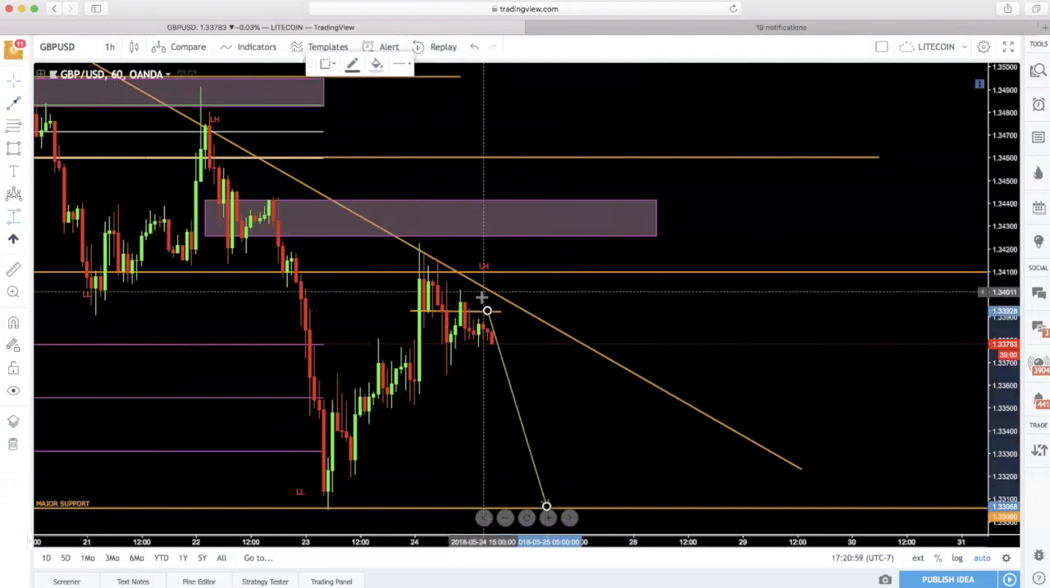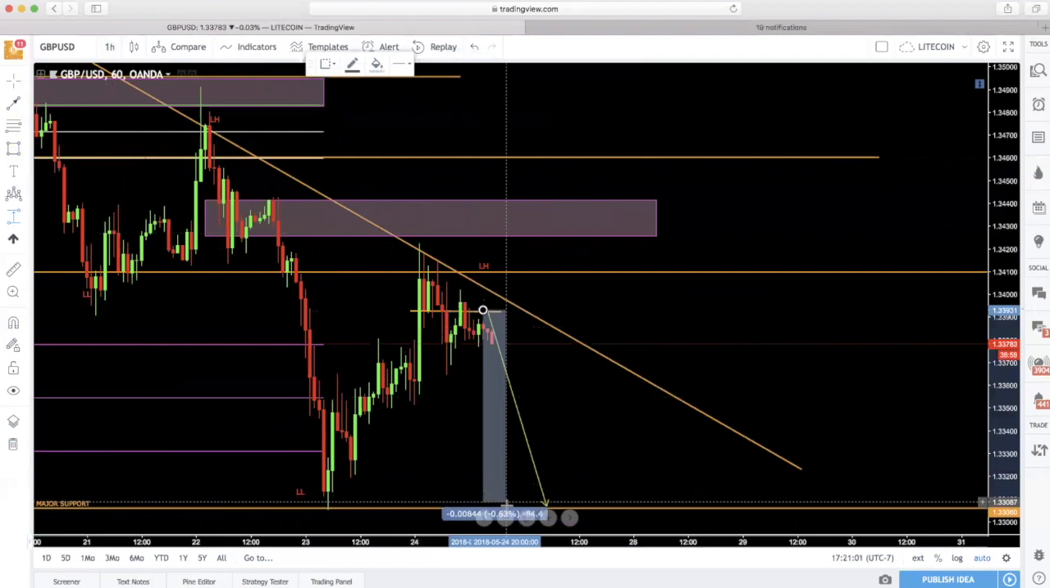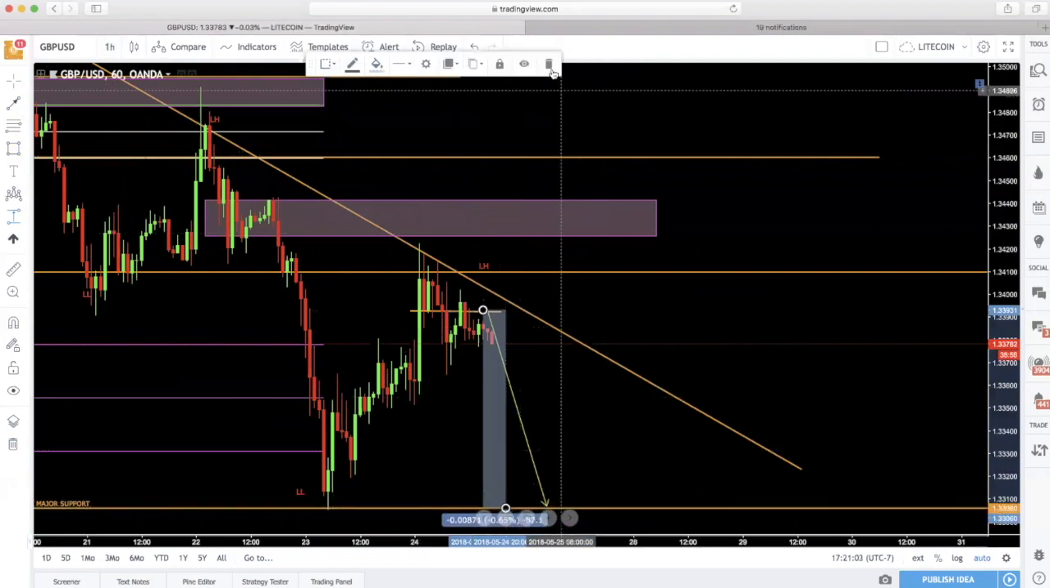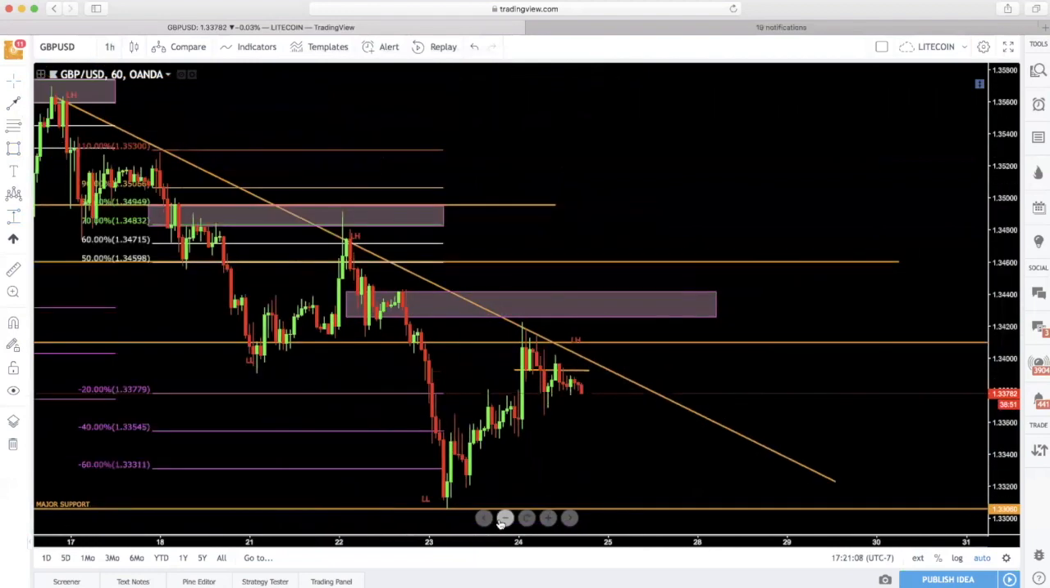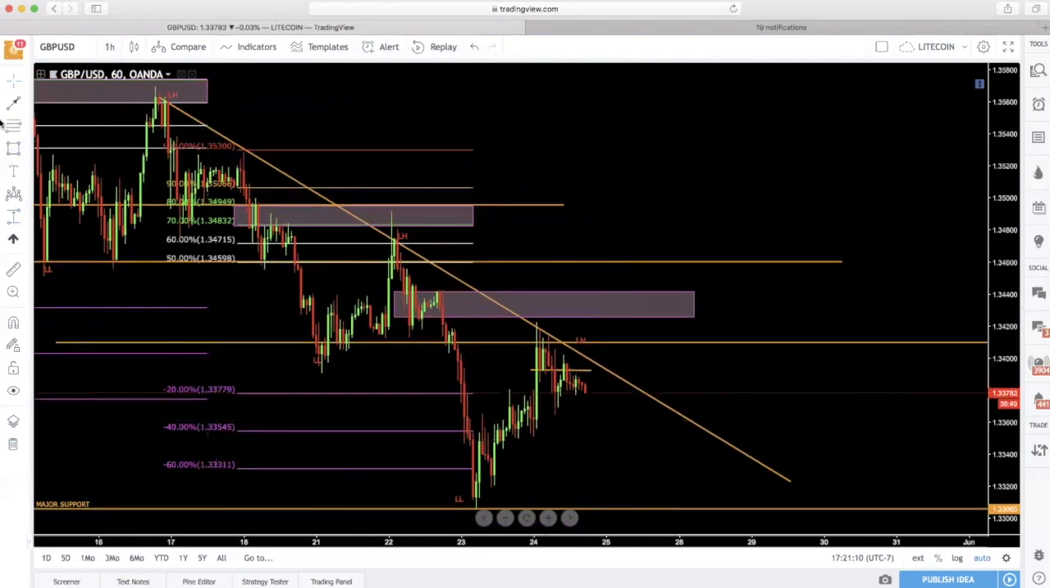And let's see, that's about 85 pips, we'll call it. So that's the trade I'm in right now. As you can see, it's still pushing down. I'm going to redraw all our fibs.